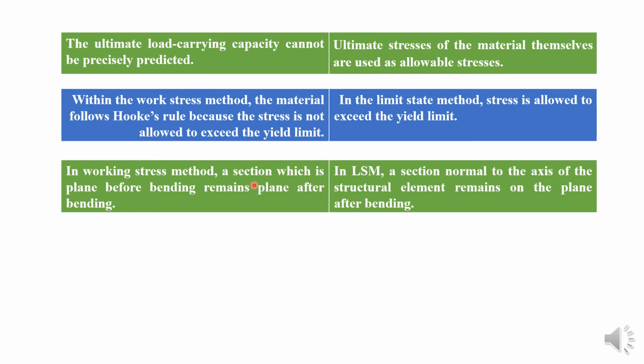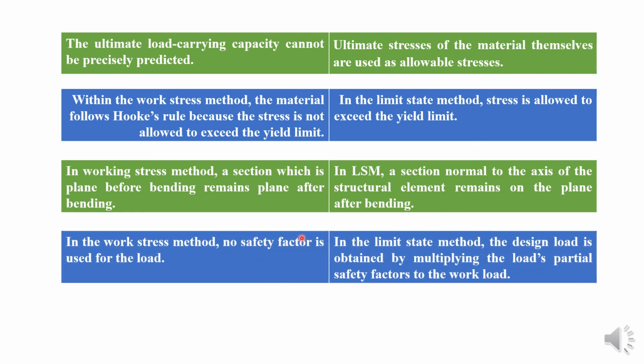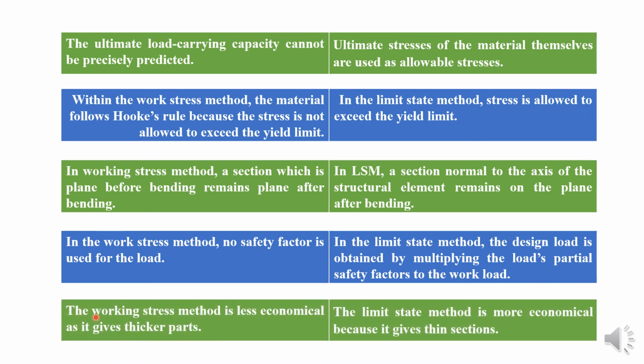In the working stress method, a section which is plane before bending remains plane after the bending. In the limit state method, the section normal to the axis of the structural element remains plane after the bending. In a working stress method, no safety factor is used for the load. In the limit state design, the design load is obtained by multiplying the load partial safety factor by the working load. The working stress method is less economical as it gives thicker parts.